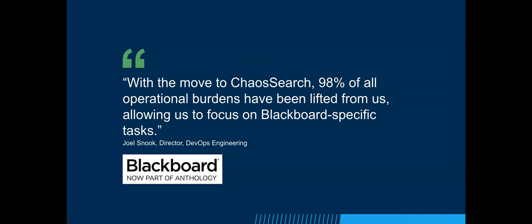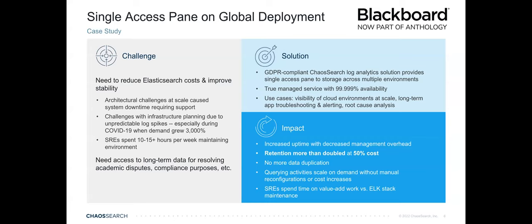Their existing log solution was simply falling over, and there was no way they could support the amount of new activity with the infrastructure they had and the budgets that they had in place. With the move to Chaos Search, as Joel talks about it, 98% of all the operational burdens have been lifted. Their team can focus on more Blackboard-specific tasks, not making the system work or run. What does that really mean for those on the call who are thinking about, well, how do you do that? Well, what was the challenge?